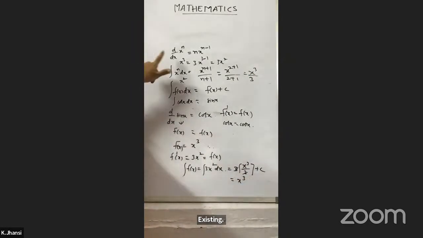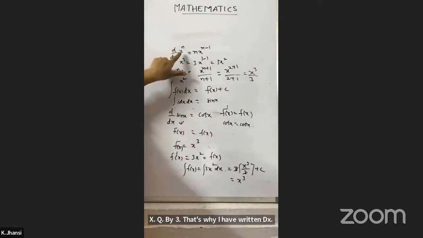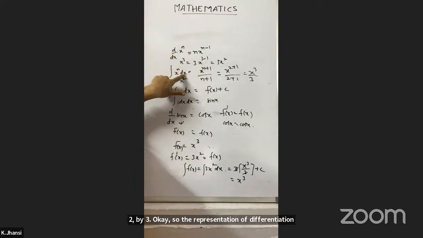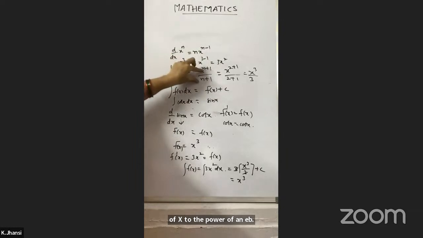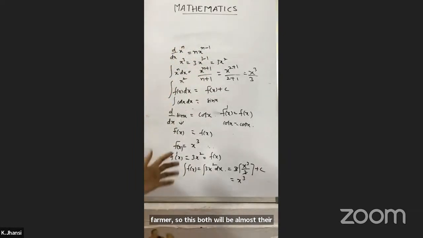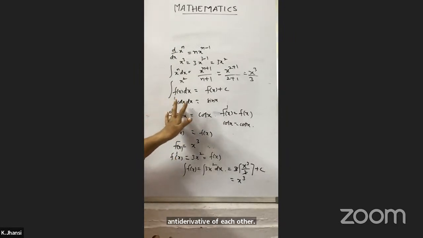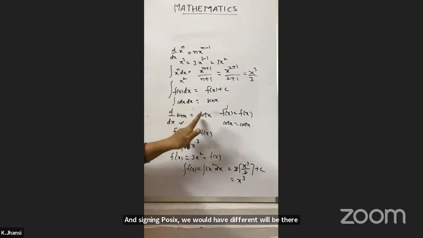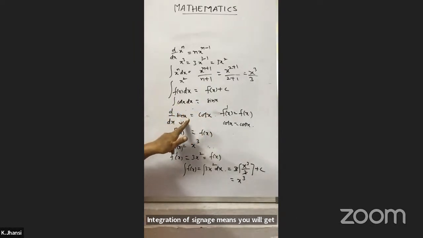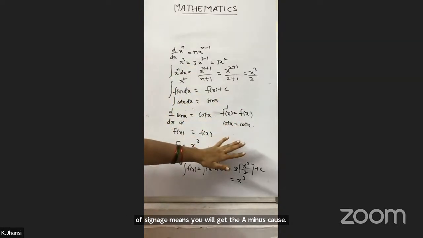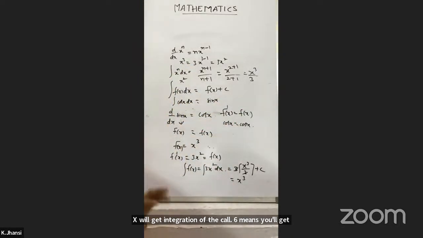Okay, so representation of differentiation of x to the power of n is the formula. Integration of x to the power of n, this is the formula. So both of these are almost anti-derivatives of each other. And for sin x and cos x, there will be differences. Integration of sin x means you will get minus cos x. Integration of cos x means you will get only sin x, but differentiation of cos x is minus sin x. Okay, just somewhat different will be there. Formulas ఒకసారి కంపేర్ చేసి చూసుకోండి.